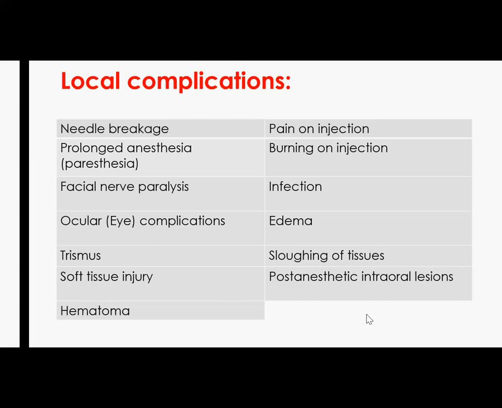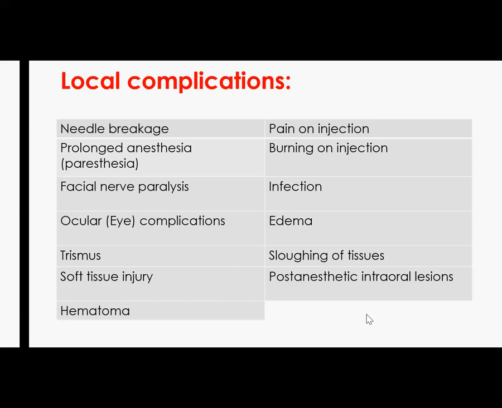And then you can have facial nerve paralysis. You might be wondering how facial nerve paralysis can happen when you give a local anesthetic injection. We'll look into how it happens. Sometimes we can have eye-related complications with the eye movements or eye closure. And you can have trismus, meaning difficulty in mouth opening. After the injection, the patient starts complaining about difficulty in mouth opening.